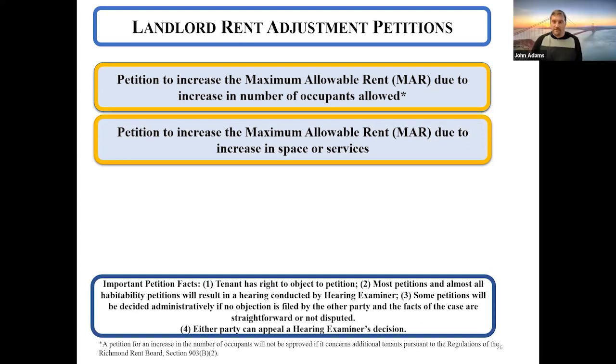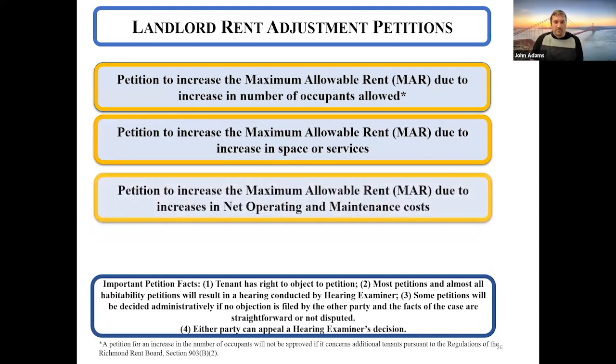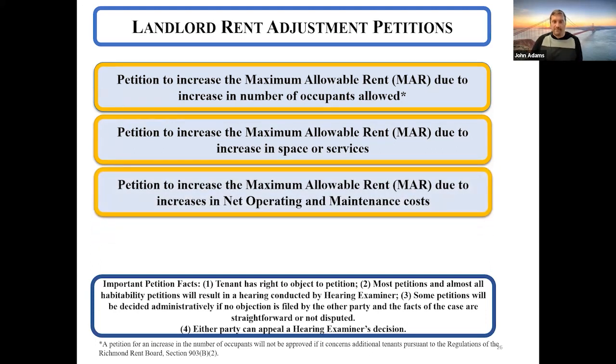The third reason a landlord might do a petition is for what's called the maintenance of net operating income.